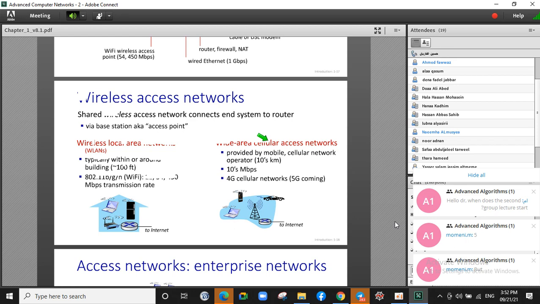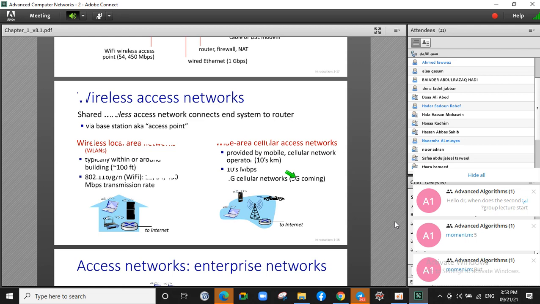The cellular wireless networks have different types, different generations. Currently, we are using the fourth generation of cellular network, third and fourth generation, 3G and 4G wireless cellular network. But during the next years, 5G will be available in most countries. However, I'm not optimistic about 5G because it has several health problems, environmental problems.